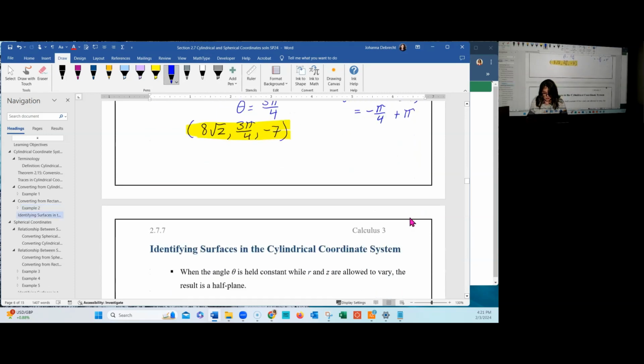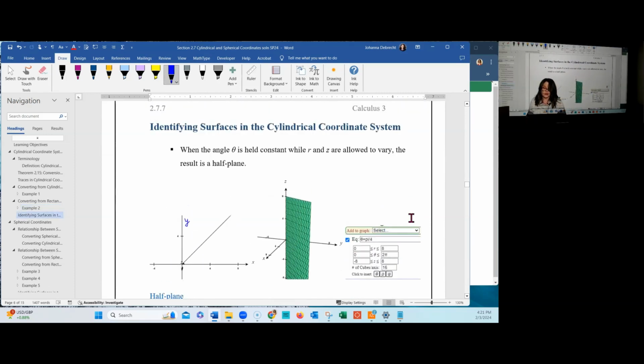Let's take a look at identifying the different surfaces that we've talked about in the cylindrical coordinate system. We talked about a half plane, which is given by theta equal to some constant. So again, the angle between the positive x-axis and the half plane is the constant that theta is equal to. And it only extends in half the direction, but r and z are allowed to vary.